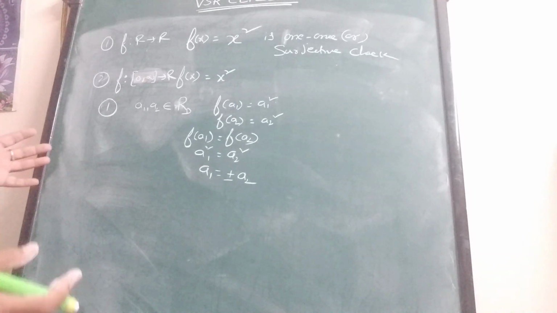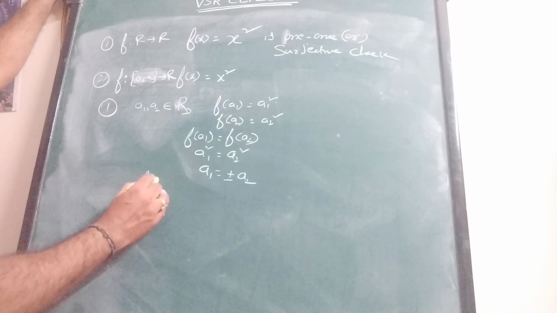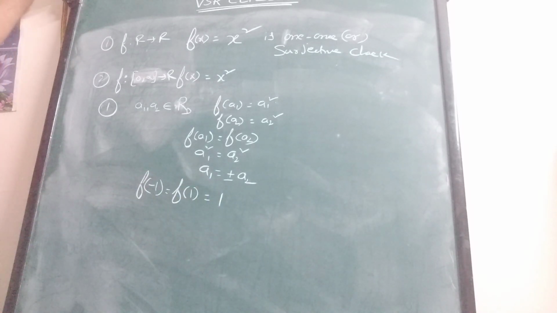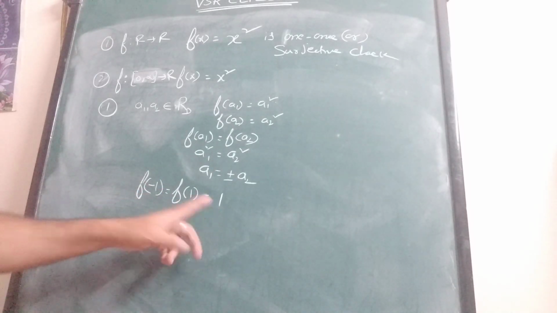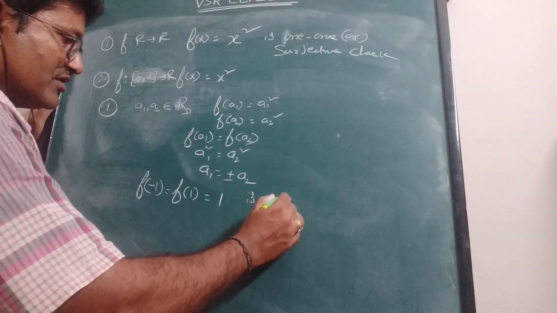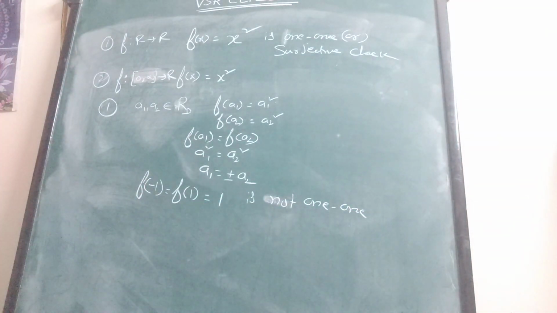How can you say that it is not 1-1? Because suppose I can write f of minus 1 and f of 1, both are having 1 only. Two different elements will have the same image. So it is not 1-1.